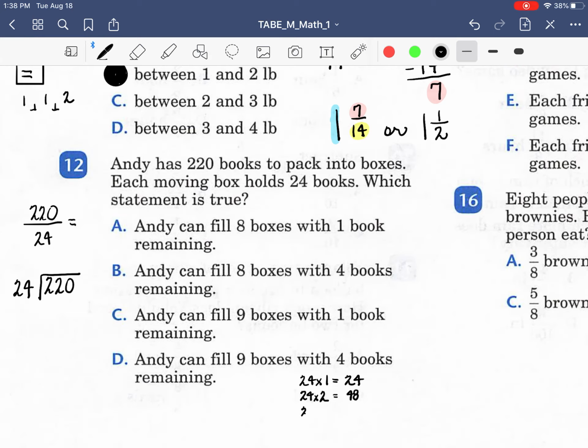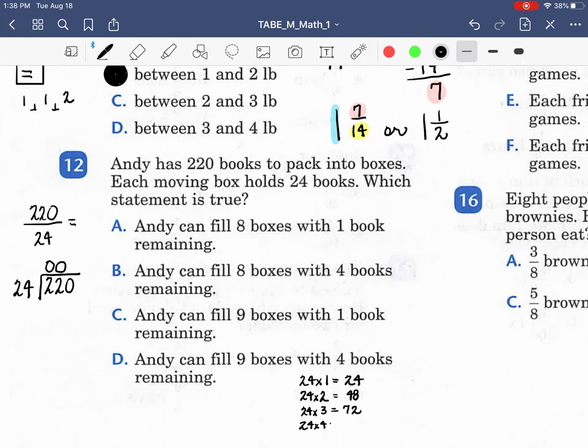24 times 2 is 48. I'm just going to go to 3 of them. And if we need to, we can go further than that. So 372. So let's see if we can solve it with these 3. If not, I'll add more. 24 cannot go into 2 or 22. So I'm going to need to add some more.